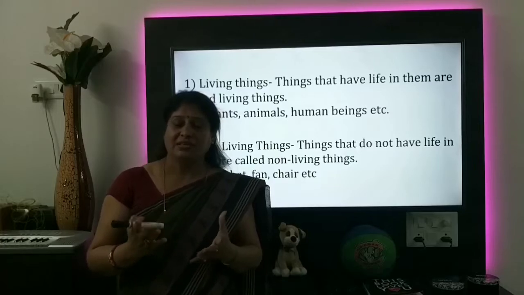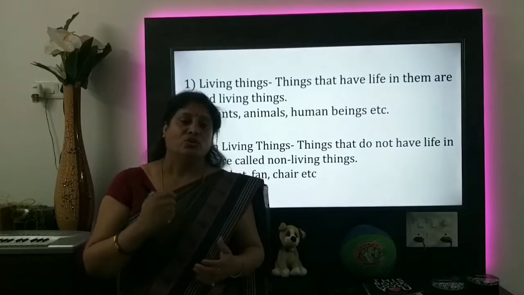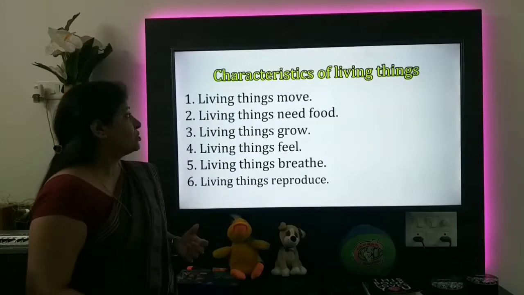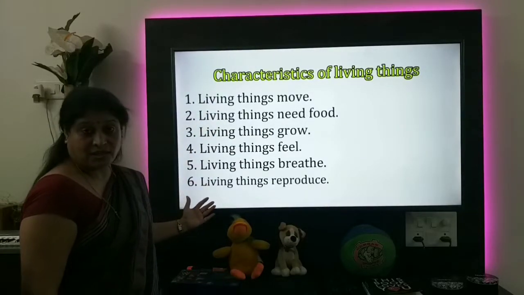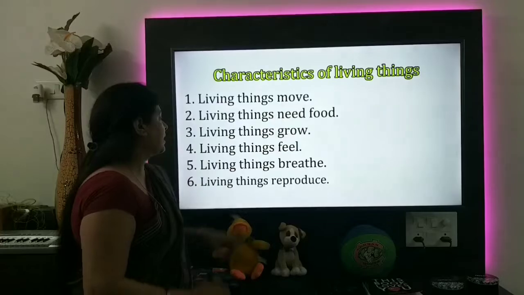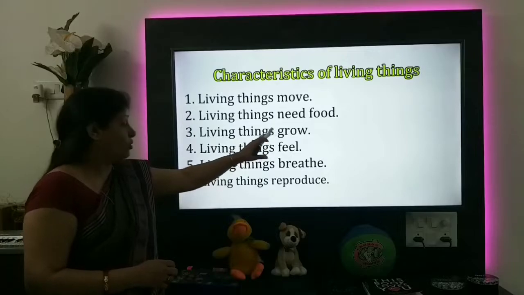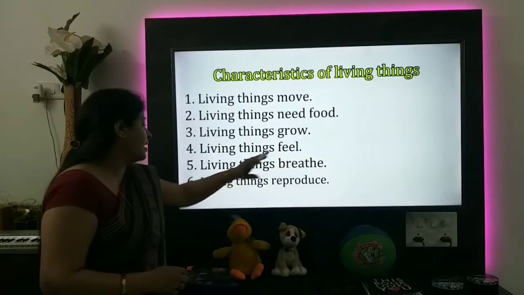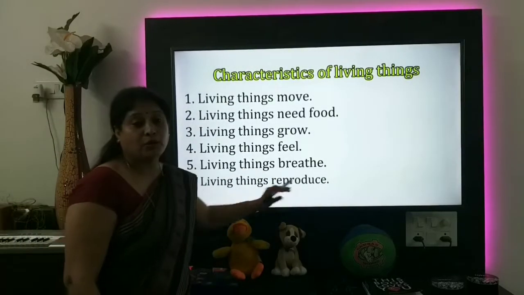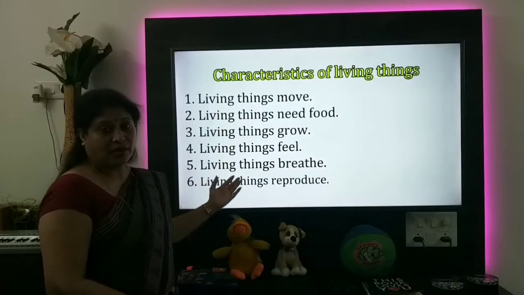So, children, living things and non-living things, there is a huge difference between living and non-living things. So, in this chapter we are going to learn characteristics of living things. So, there are so many characteristics of living things. First one is living things move. Second one is living things need food. Third one is living things grow. Fourth one is living things feel. Fifth one is living things breathe. And last, living things reproduce. So, children, we are going to learn all these points one by one.